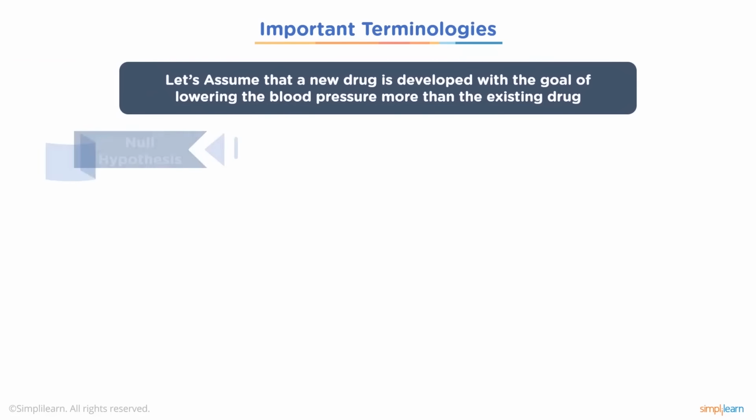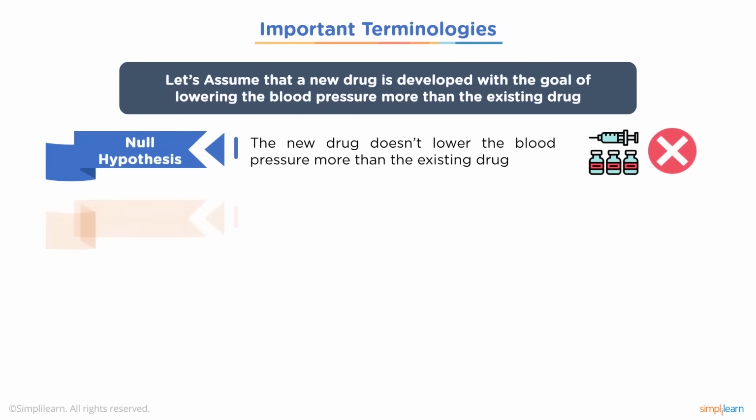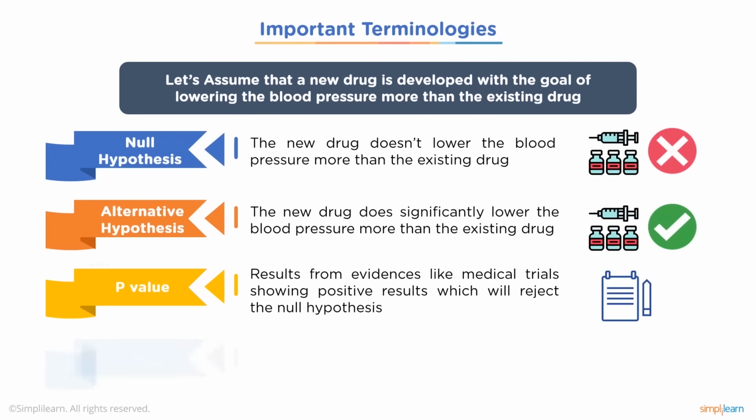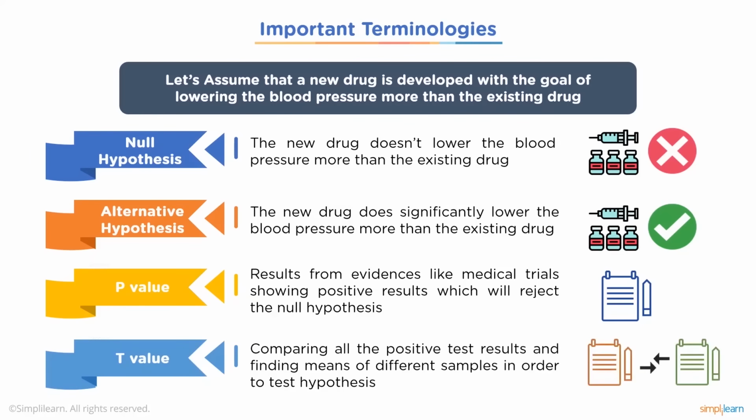So digging in deeper, let's assume that a new drug is developed with the goal of lowering the blood pressure more than the existing drug. And this is a good one because the null hypothesis here isn't that you don't have any drug. The null hypothesis is that the new drug doesn't lower the blood pressure more than the existing drug. Now, if we get that, that says our null hypothesis is correct. There is no correlation, and the new drug is not doing its job.